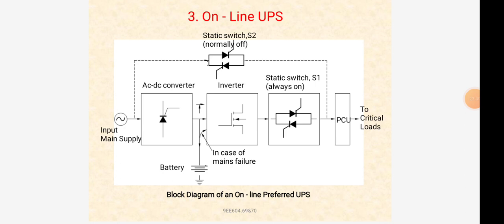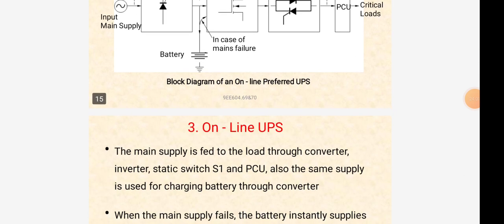Instead of a SCR bridge, a MOSFET or IGBT based DC to DC converter is also used to charge the battery and to supply DC power to the inverter circuit, so that it will reduce the size and weight of the UPS as well as improve the power factor of the circuit.